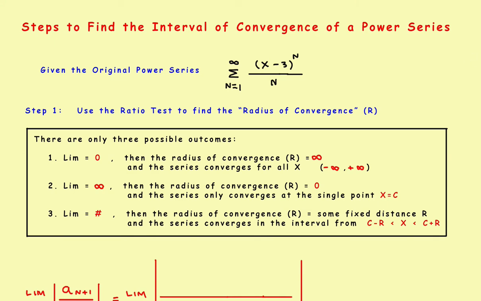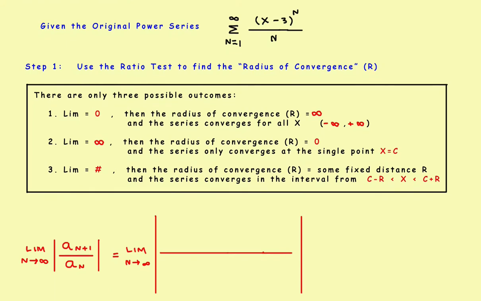We're going to work with this problem right here in this example, so we'll move it down just a little bit. And as we discussed in the first two videos, when you use the ratio test and you find this limit, there are really only three possible outcomes. Either that limit is going to be equal to 0, it's going to be equal to infinity, or it's going to be equal to some fixed number. And depending on what you got.